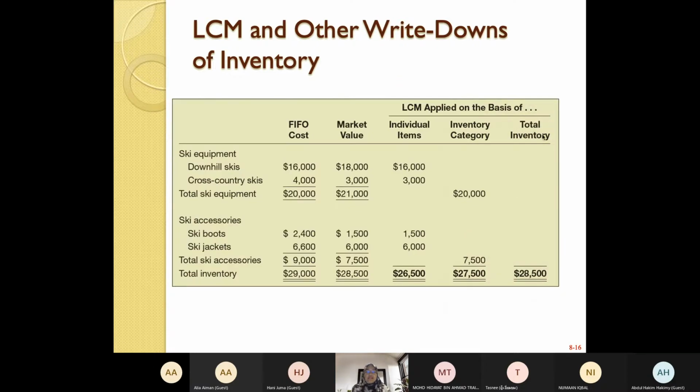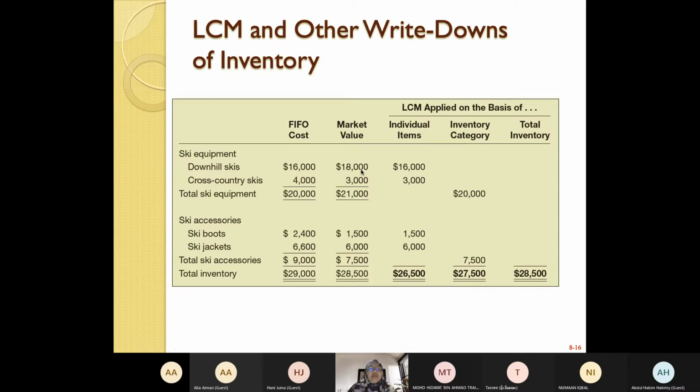So if I say that, for example, here you have LCM and write downs, okay? So let's look at this. This is your FIFO cost and this one is your market value, right? So you have two types of item. You have ski equipment, you have the downhill skis and the cross-country skis. This is the type of equipment, right? Ski is the one that you use when there's winter, when there's snow, you play ski. So these are ski equipment. All right, look at the downhill skis. The cost is 16,000 and the market value is 18,000.